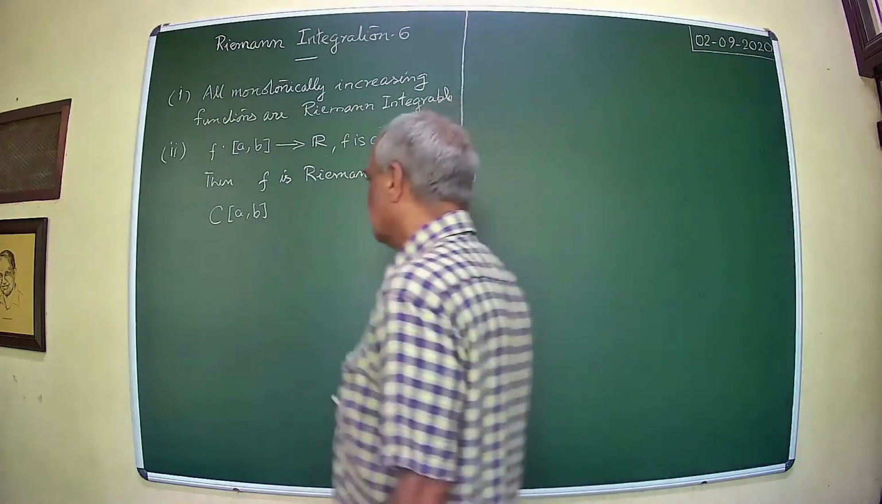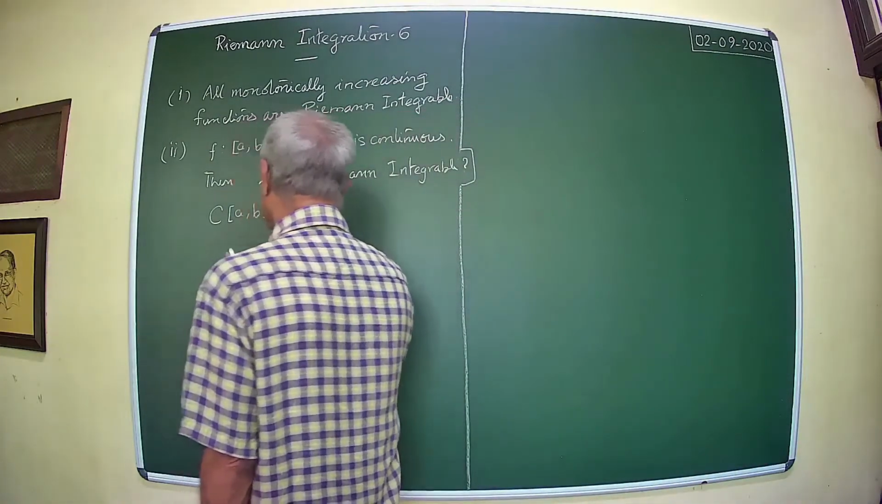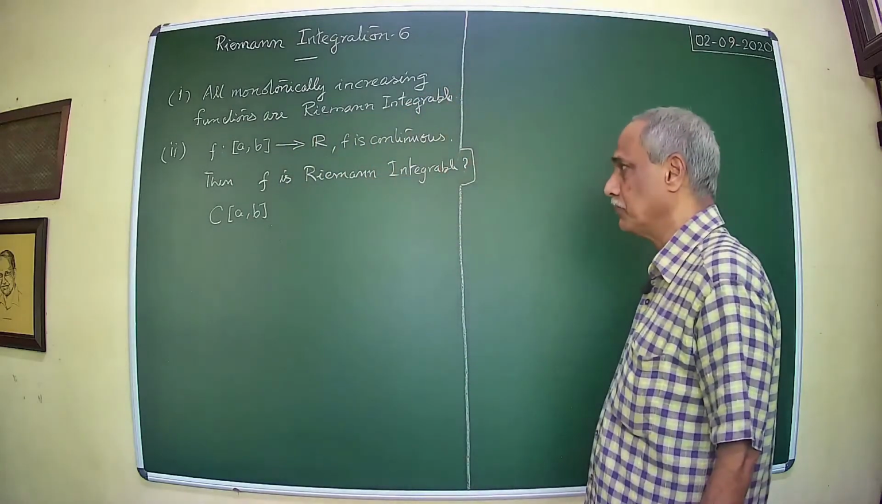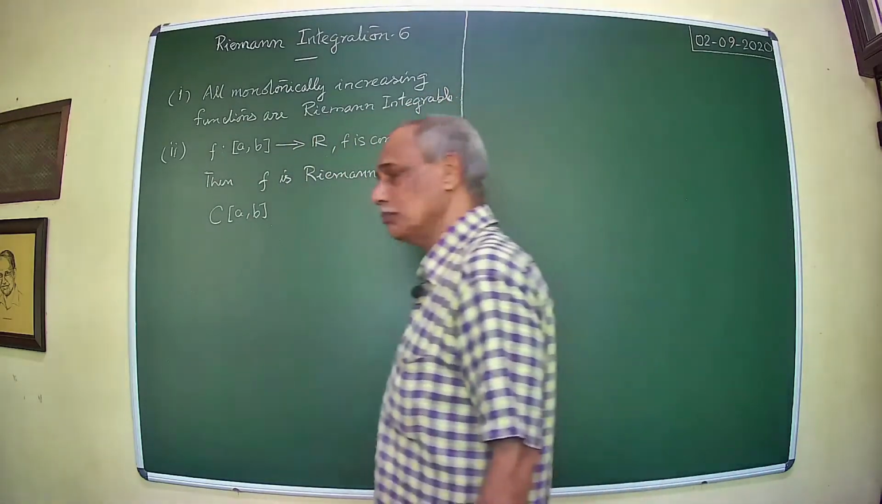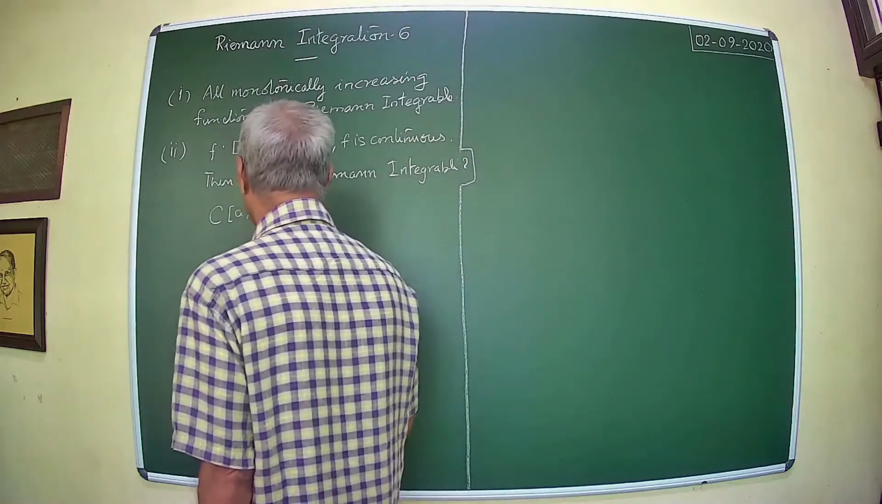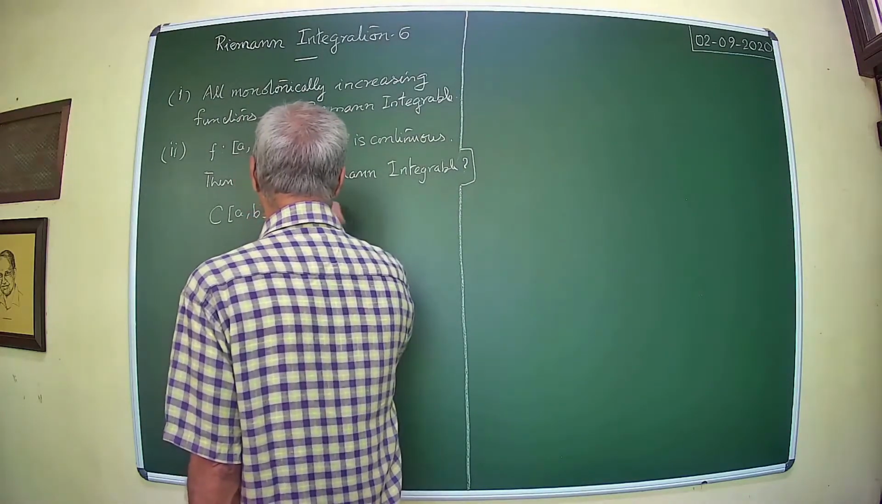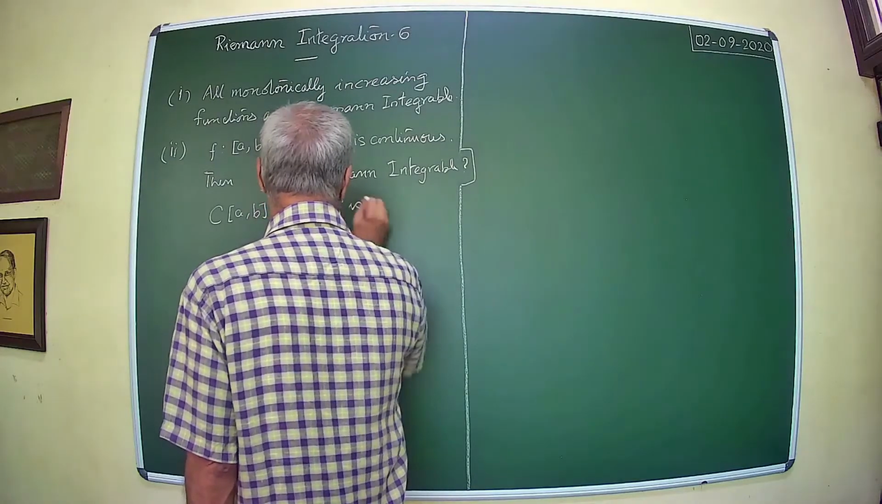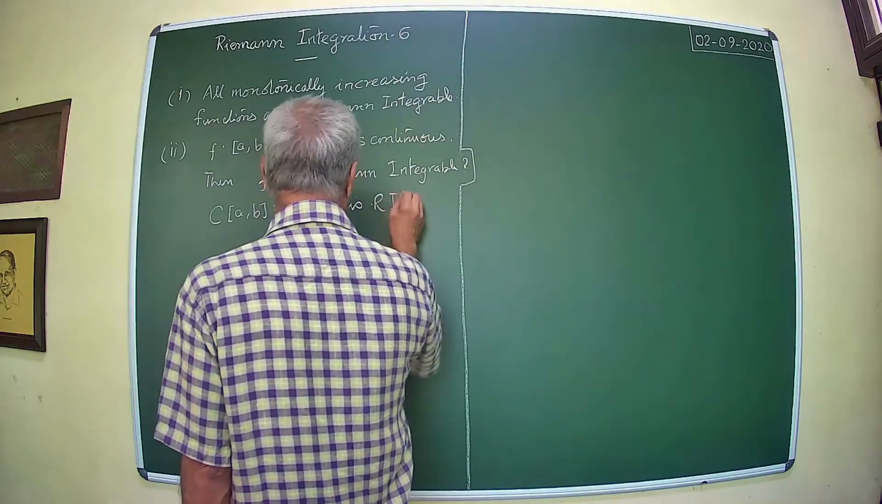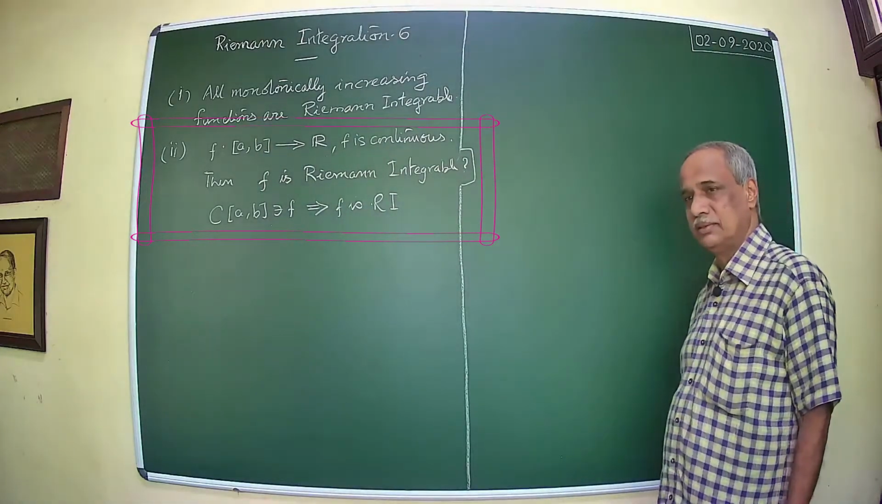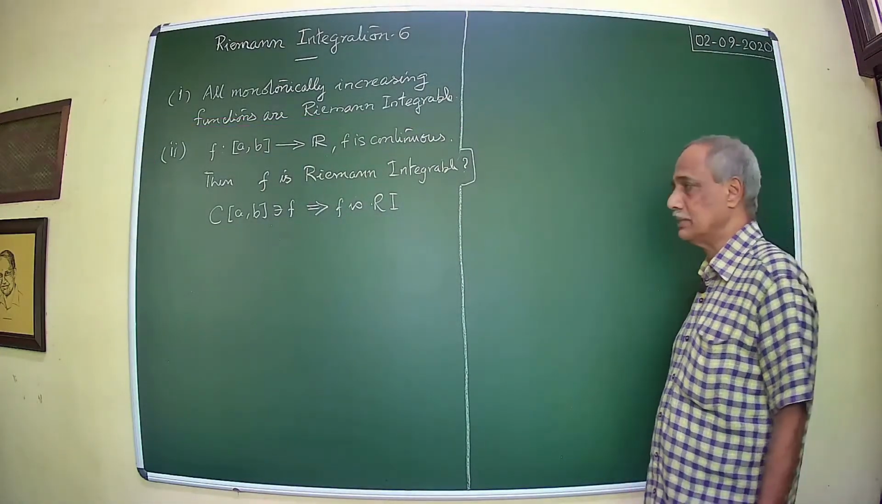So these are the class of continuous functions on the interval AB. Let us see how we can prove this. So f belonging to C[a,b], f is Riemann integrable. Let me see how we prove this.